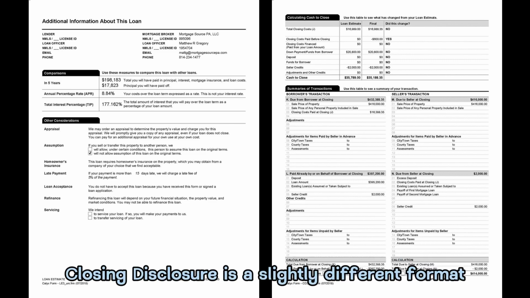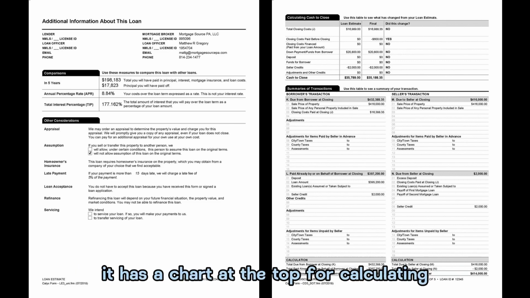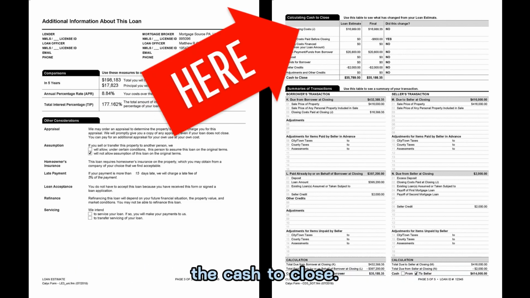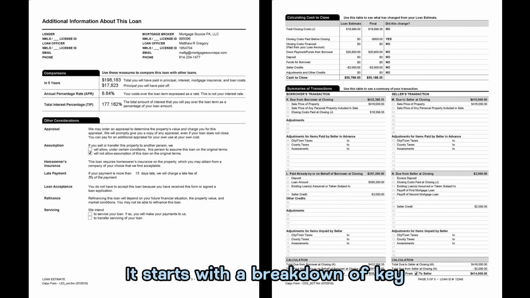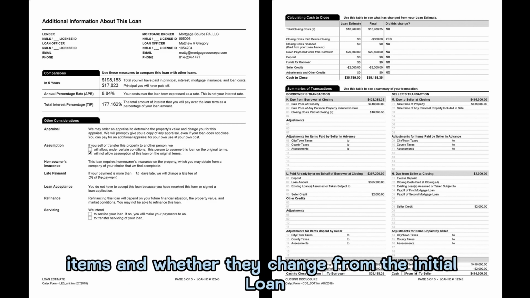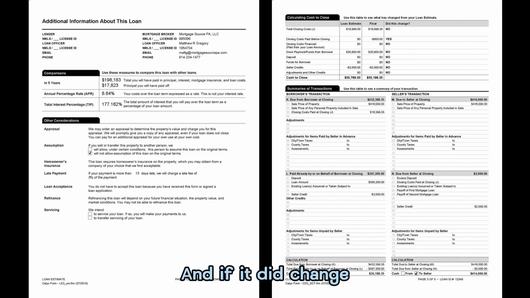Page 3 of the closing disclosure is a slightly different format. It has a chart at the top for calculating the cash to close. It starts with a breakdown of key items and whether they changed from the initial loan estimate to the final closing disclosure. And if it did change, it'll say yes over in the right column.